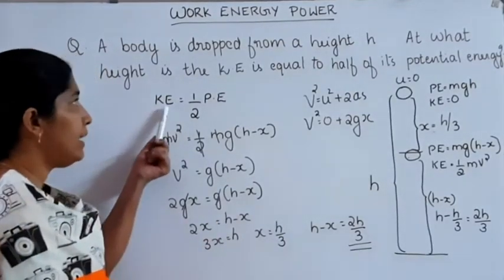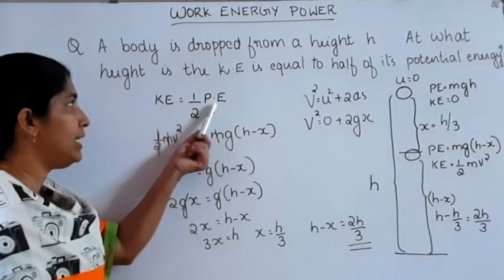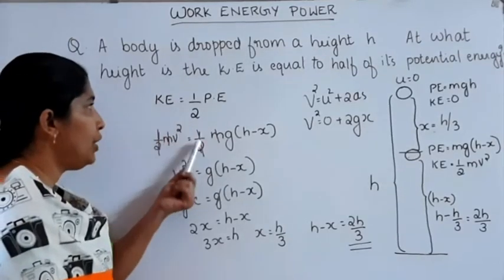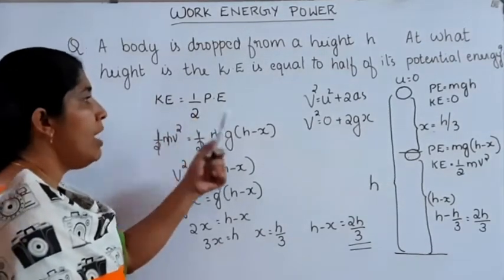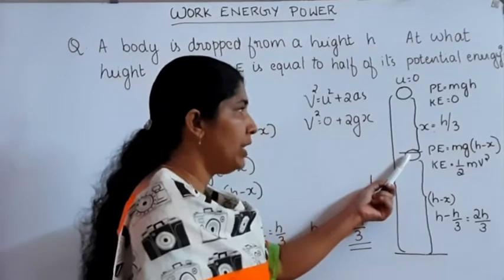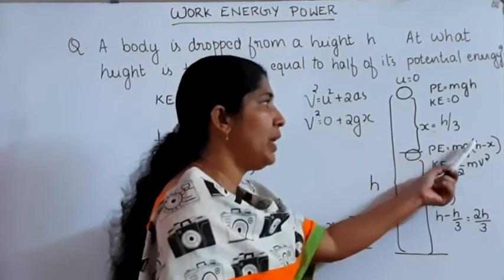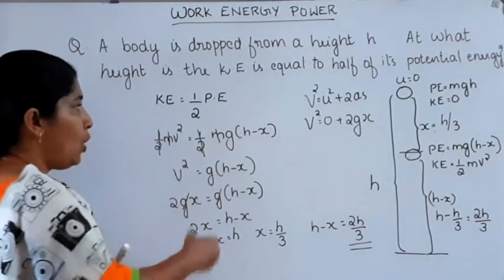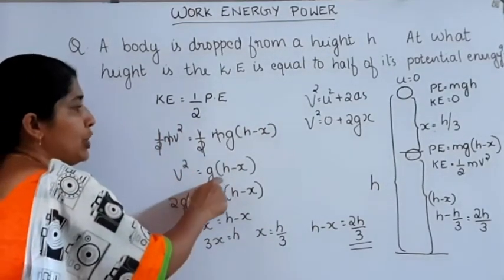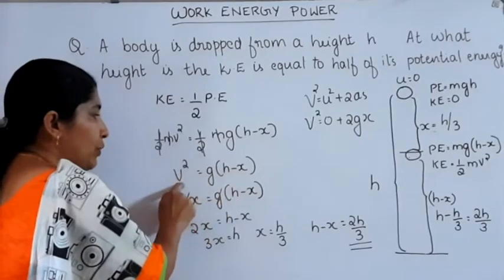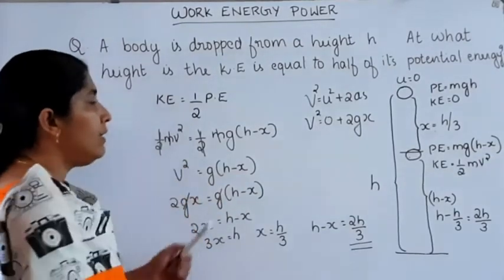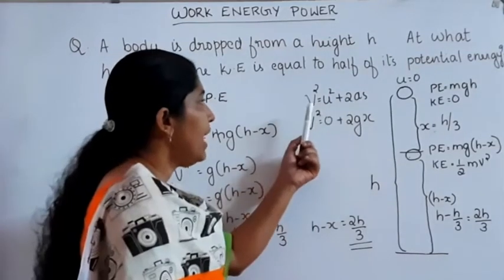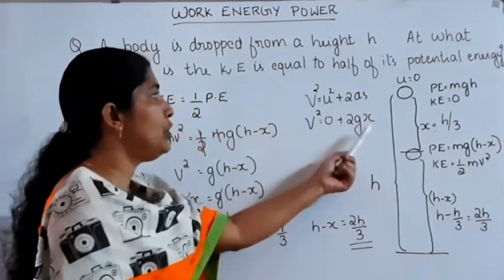Okay, kinetic energy is equal to half of the potential energy. Kinetic energy equal to half mv square, half into, what about potential energy? Potential energy at this point is taken as mg into (h minus x). Okay, mg into (h minus x). Then on cancelling, v square is equal to g into (h minus x). Now we want to find out what about v square. Then by using the equation v square is equal to u square plus 2as, we can find v square is equal to 2g into x.